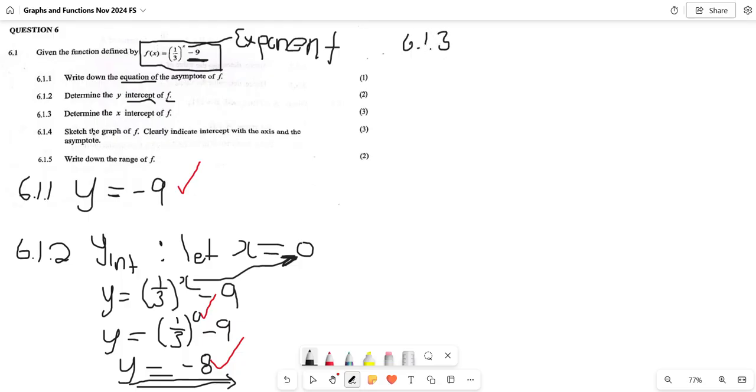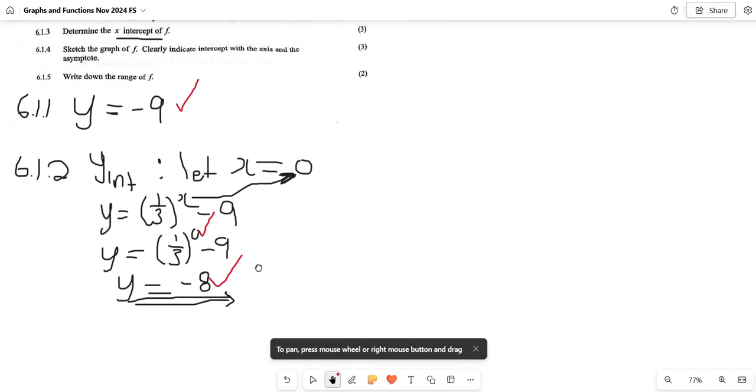6.1.3. It says determine the x-intercept. Candidates, learners, remember there are 2 ways this question can be asked. The examiner can say determine the y-intercept. When you have y is equal to, it is called the y-intercept. But if the examiner has said determine the y-coordinate, it means the examiner wants this in coordinate form. We know that the coordinates are divided into 2 parts: the x-coordinate and the y-coordinate.